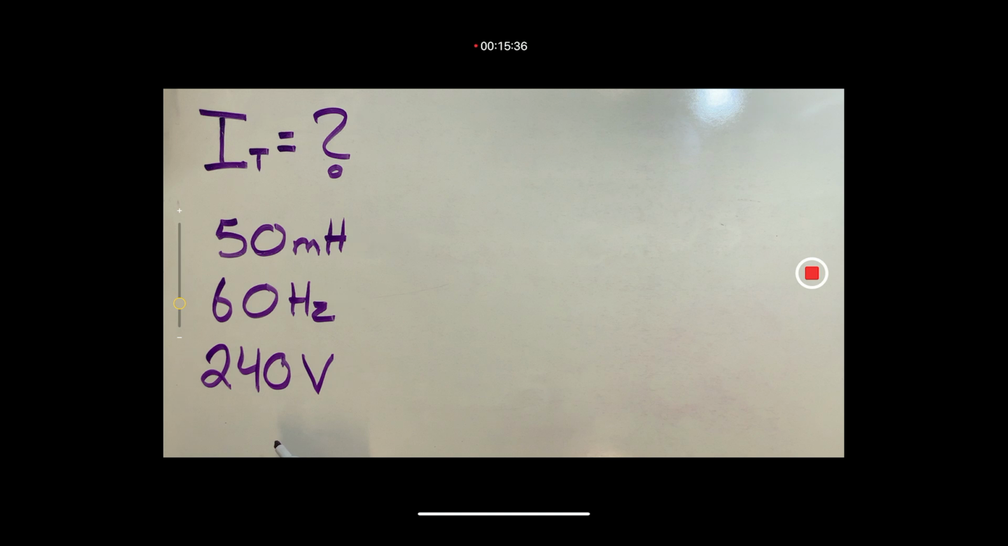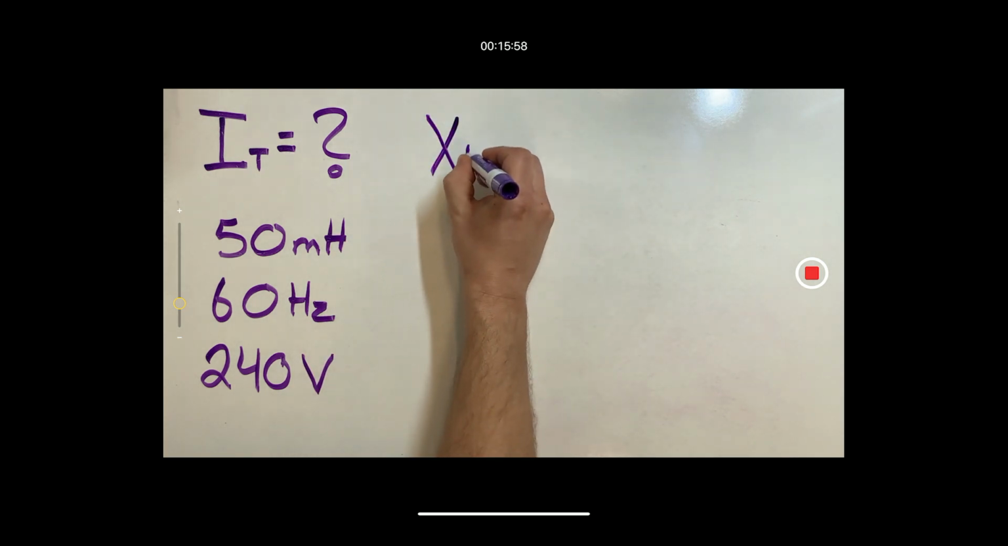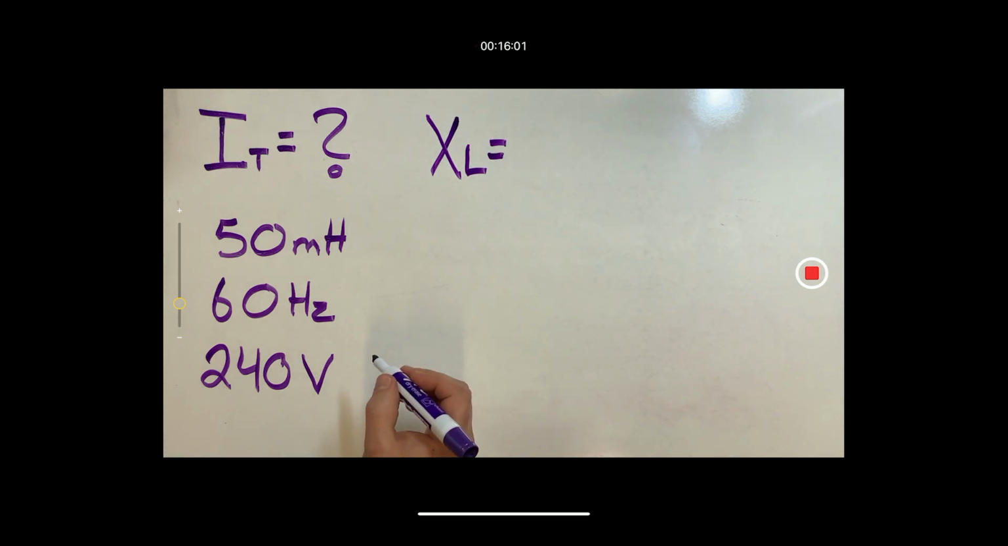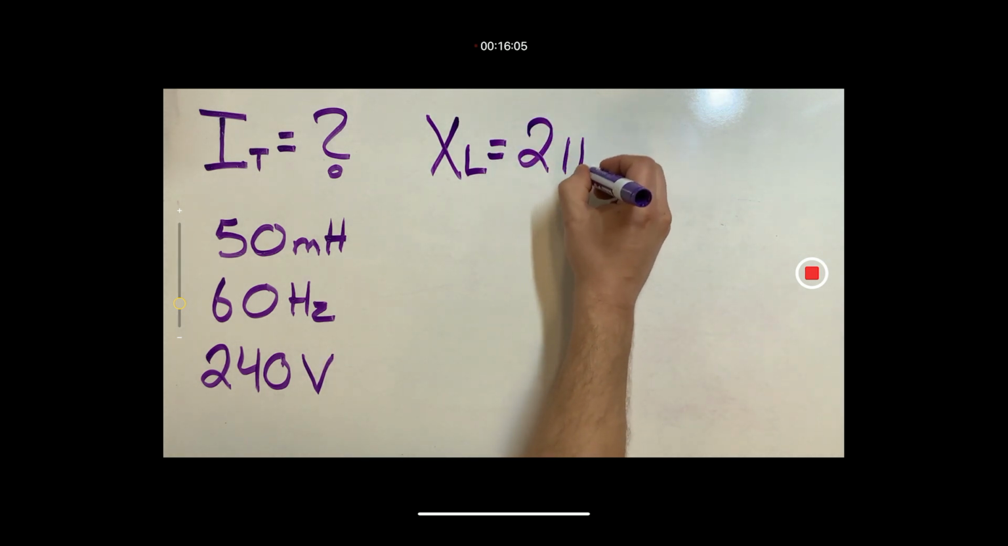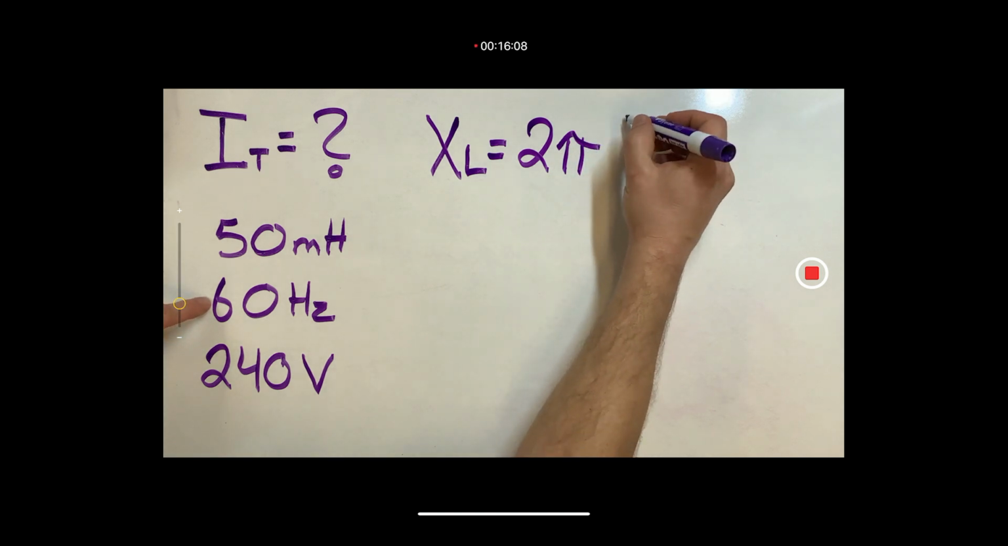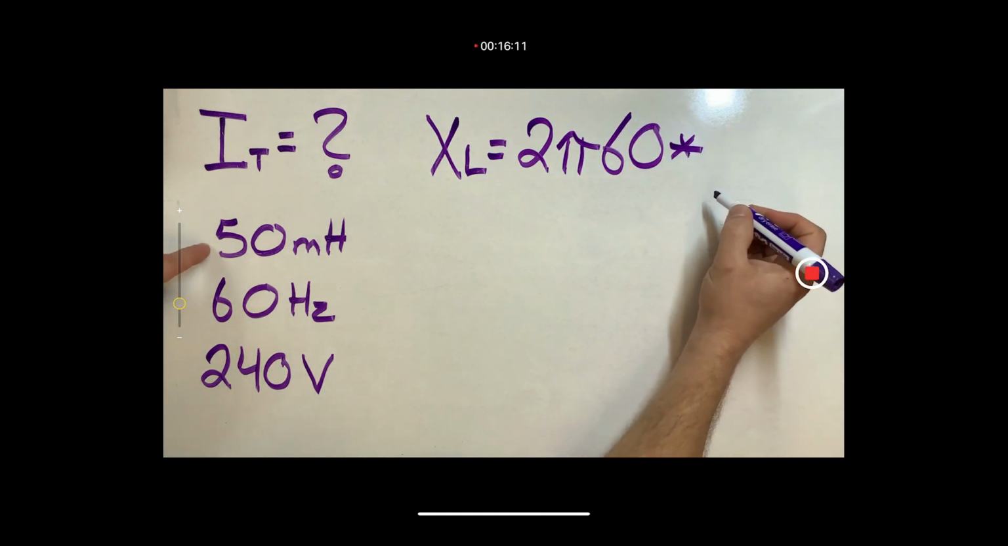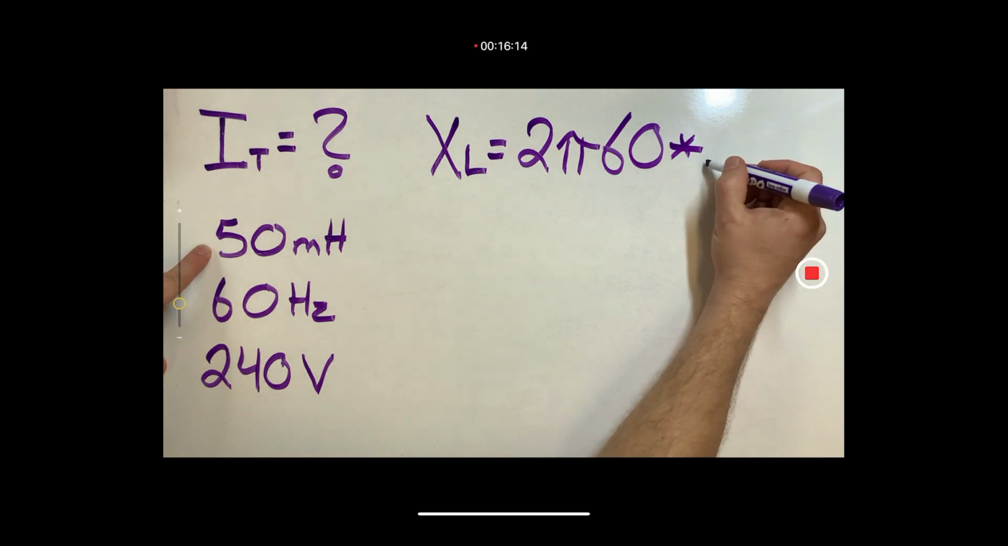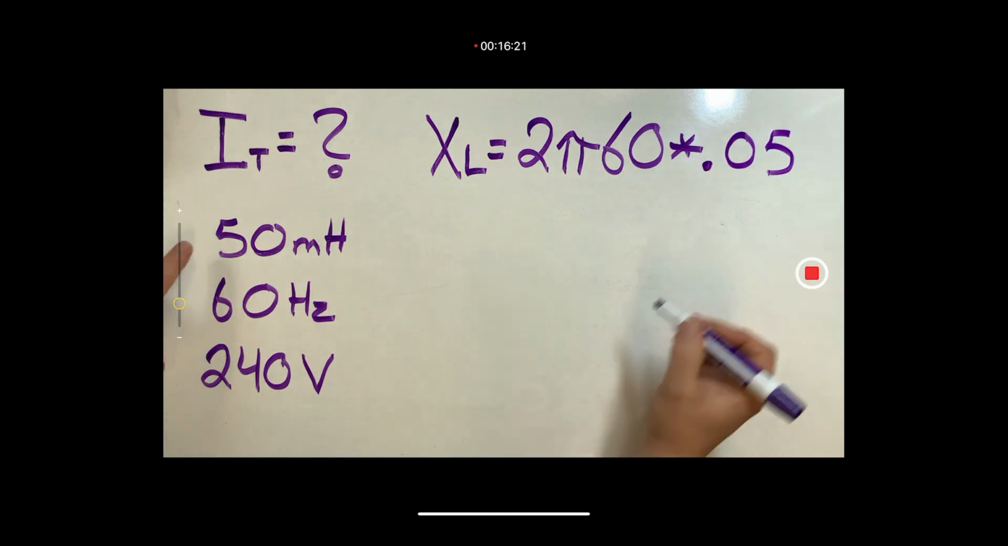So if current is the question, what we need to do first is find how much opposition there is in the circuit when 240 volts are applied. Being that we have the henries and the hertz, we can find the inductive reactance. So inductive reactance is going to be 2 pi times the 60 hertz times 50 millihenries. Don't forget to move your decimal point and put it into base units. So this would be 0.05 on our calculator.